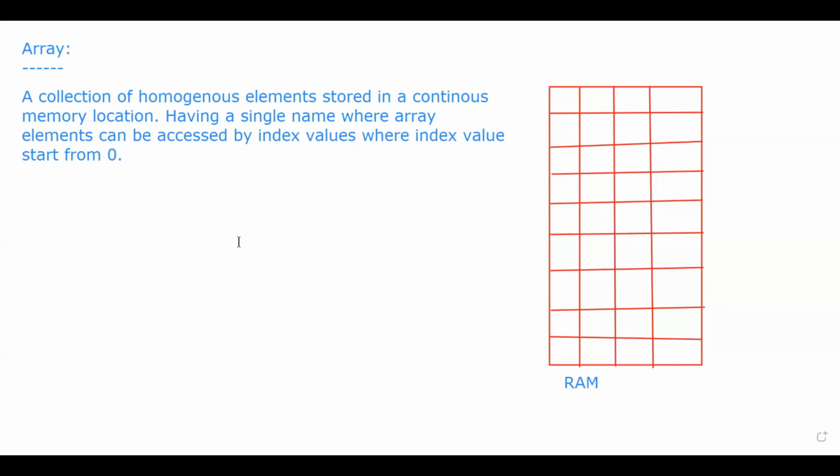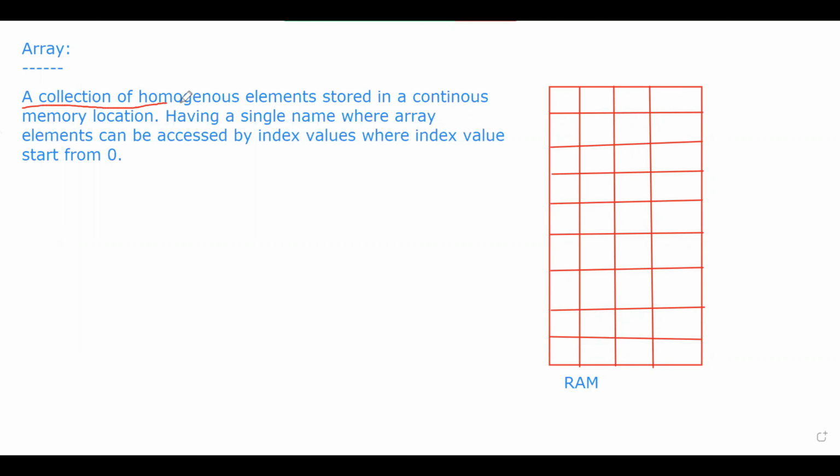The interviewer will think, yes, he has given a definite answer and is explaining multiple parts which are present in an array. If you see here, an array is a collection of homogeneous elements stored in a continuous memory location. Let's break down the definition and understand it one by one.